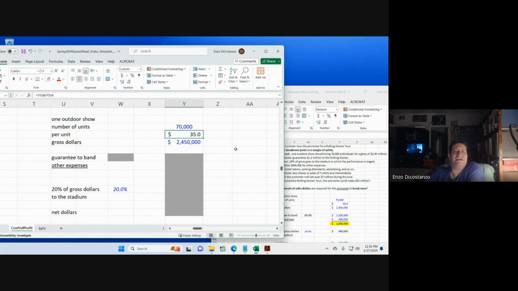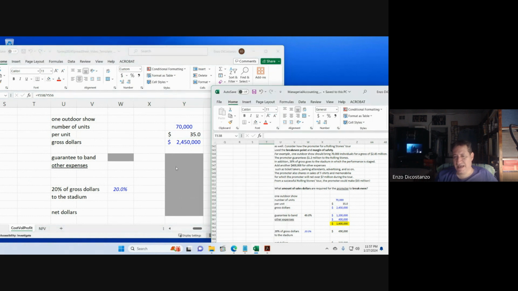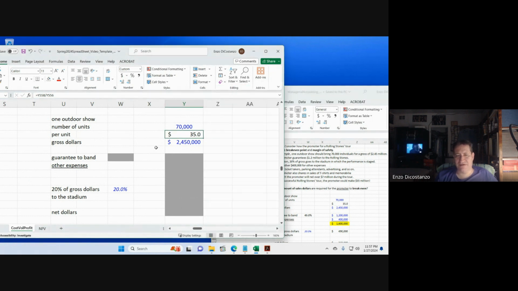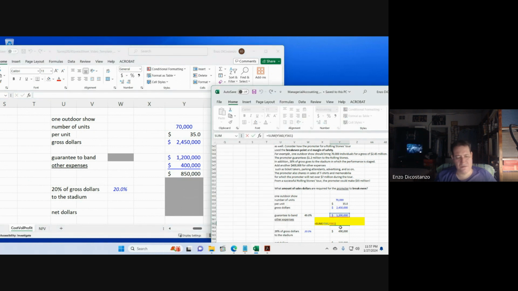But yeah, the tickets are about 500. Okay, so the per unit number is about $35. And then it says the band is guaranteed 1 to 2 million. Okay, and then you're doing other expenses of 400,000. So what do we have left here? How did we do this? I'm sure we did something like this. We came in minus the band, minus the 400,000, that you're at 850 or so.